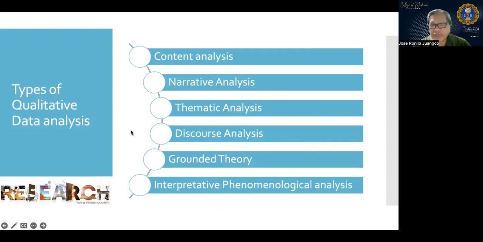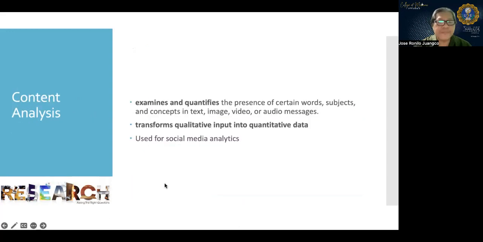We have different types of qualitative data analysis, and different types of qualitative data analysis will pertain to the particular type of qualitative research that you are doing. Okay, so we have content analysis, narrative analysis, thematic analysis, discourse analysis, grounded theory analysis, and interpretative phenomenological analysis. Okay, so we will discuss these one by one.